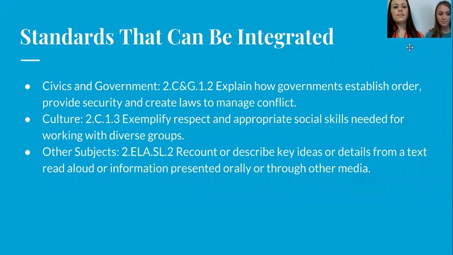So this is the civics and government standard that we chose. It says explain how governments establish order, provide security, and create laws to manage conflict. We said that we could explain to our students that the government really wasn't doing this, that they were not able to manage conflict because it's conflict that caused the government shutdown at this time. For our culture standard, it says exemplify respect and appropriate social skills needed for working with diverse groups. This is what we see with our 21st century collaboration, which you'll see later in our lesson.